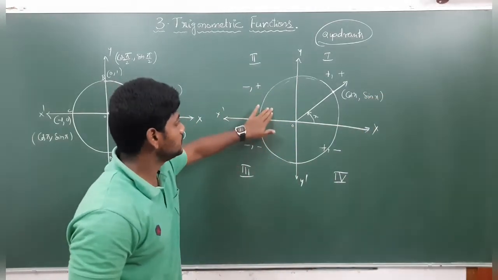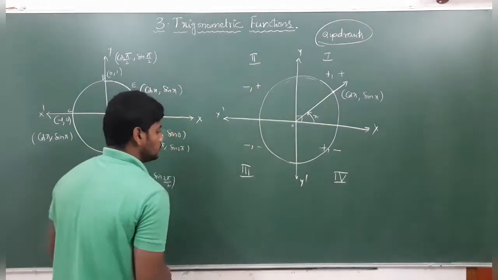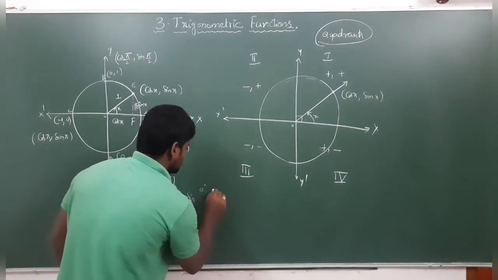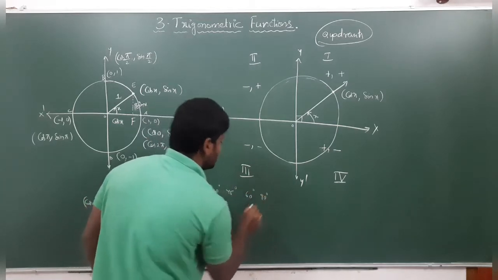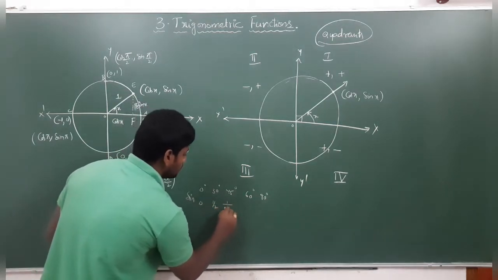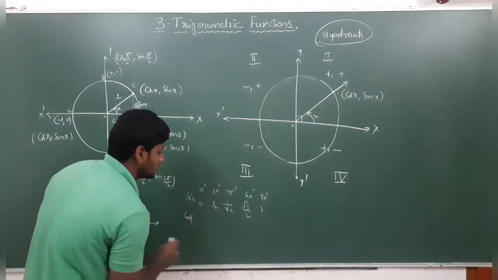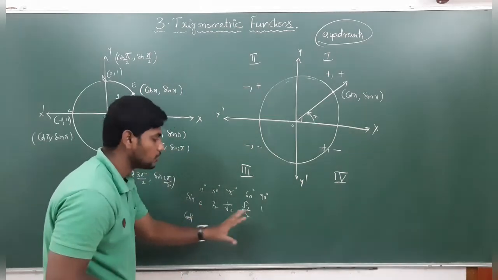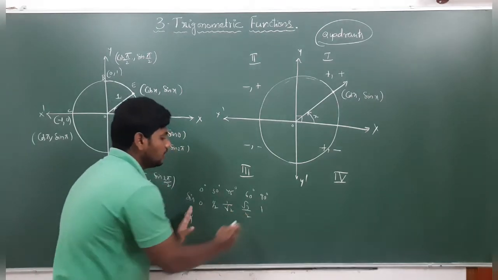Do you remember the cos and sin values from 0 to 90? For example, if I consider sin, these are 0 degrees, 30 degrees, 45 degrees, 60 degrees, and 90 degrees. What are these values? 0, 1 by 2, 1 by root 2, root 3 by 2, and 1. And if you consider cos values, these are reversed. But if you observe from 0 to 90, are sin values positive or negative? All are positive. Did we get anywhere negative? Why? Because 0 to 1, all are positive.